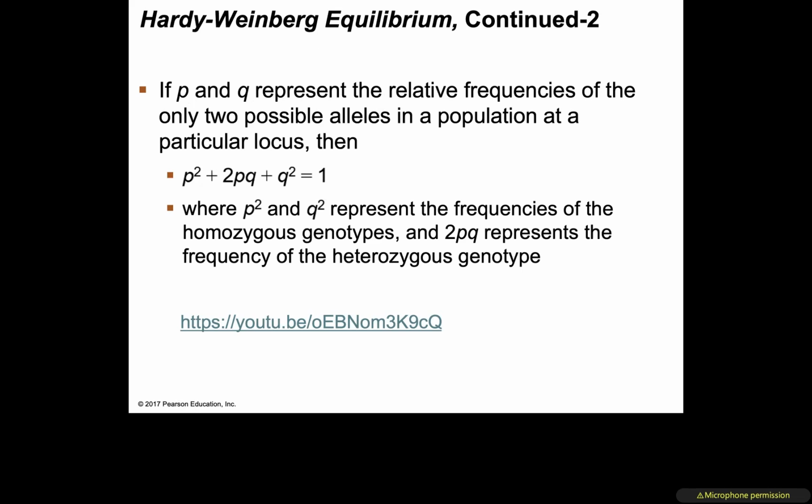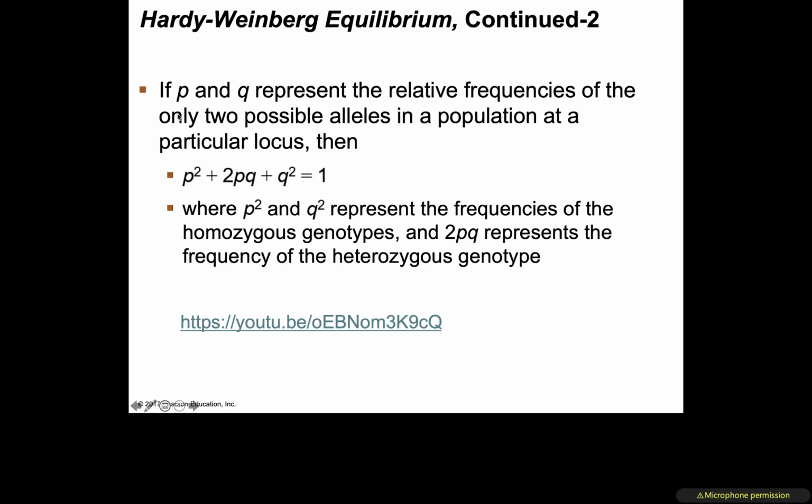We can't compare three alleles. For example, we can't compare brown hair, blonde hair, and red hair in a human. We have to deal with two alleles in a population.